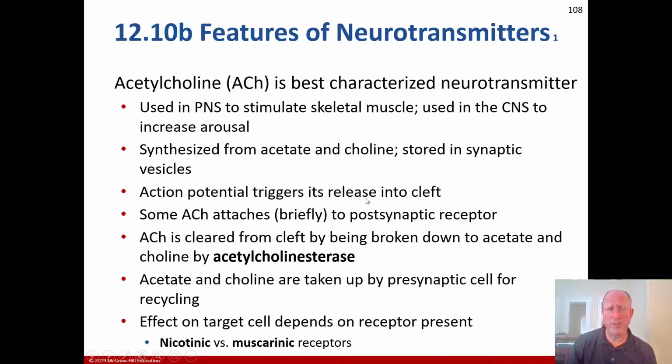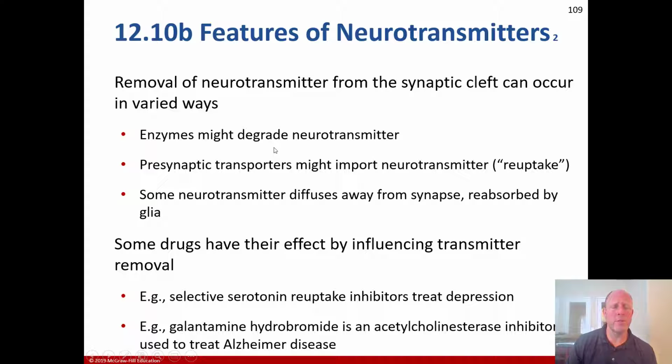Its action potential triggers its release into the cleft, and some acetylcholine attaches briefly to the postsynaptic receptor, on the neuron that's being communicated to. The ACh, or acetylcholine, is then cleared from the cleft by being broken down to acetate and choline by acetylcholinesterase, right, an enzyme that breaks down acetylcholine. Acetate and choline are then taken up by the presynaptic cell for recycling. The effect on the target cell depends upon the receptor present. Nicotinic versus muscarinic receptors are examples there. We'll get into more detail at a later time.